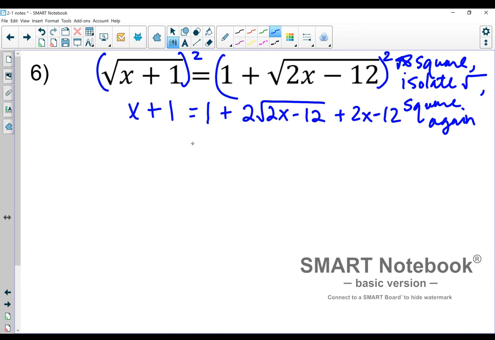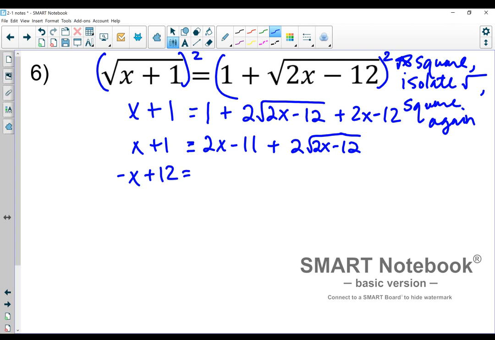And then I want to simplify the right side before I go adding and subtracting and isolating. So let's see, 1 and a negative 12 would be 2x minus 11 plus 2 times that square root. I have a feeling I'm going to be leaving the 2 in front of the square root because I don't think I'm going to be wanting to divide in the end, but we'll see. So now I'm going to subtract 2x on both sides. So I have a negative x. I'm going to add 11, so I have a plus 12. And I still have that 2 times the square root. So we're going to go ahead and square both sides.